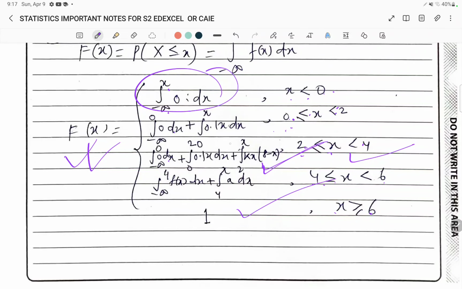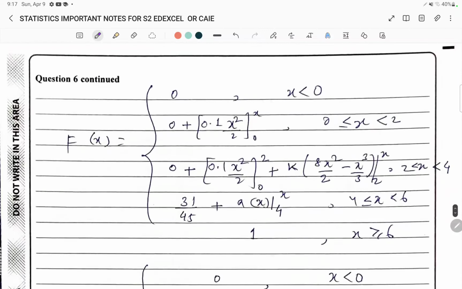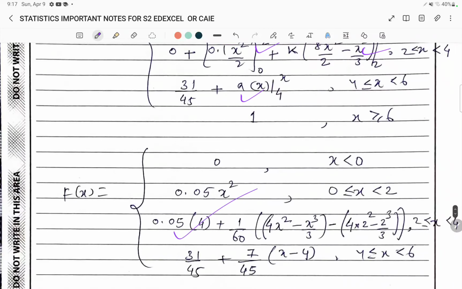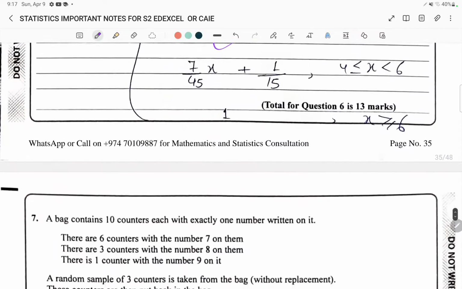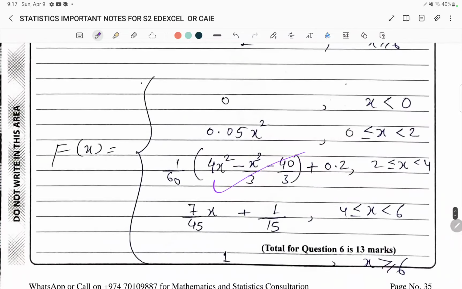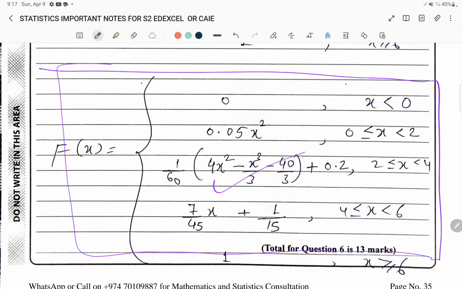And after that, just integrate. This is 0, this is 0, this is 0.1 x square over 2, 0 to x, right? So I did the calculation over here. You can pause the video and try to understand. So now just put these limits to get these values. Now solve further to get this value, and finally this is your answer. Okay, so you cannot memorize it. It was for 6 marks. You have to write all these things.